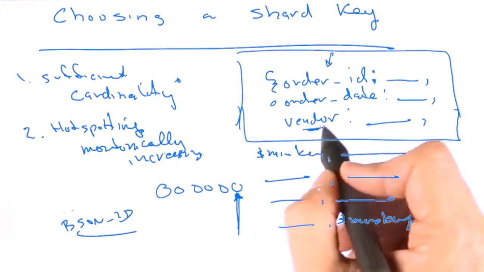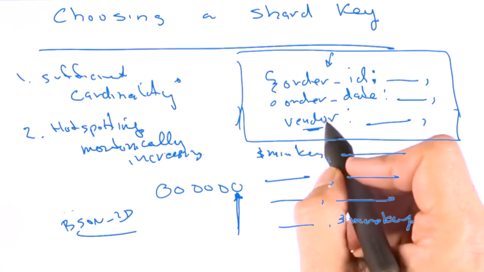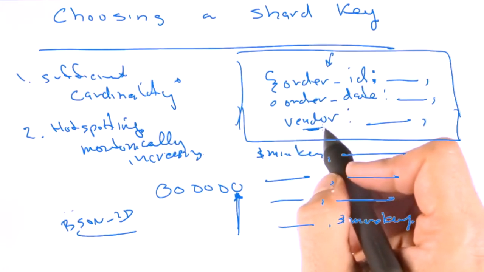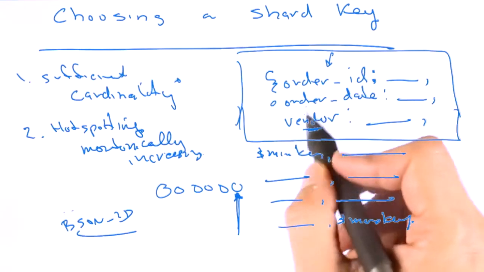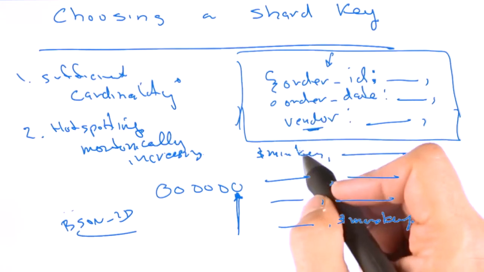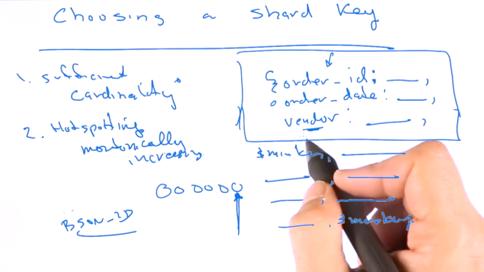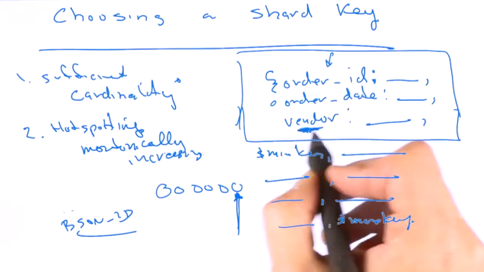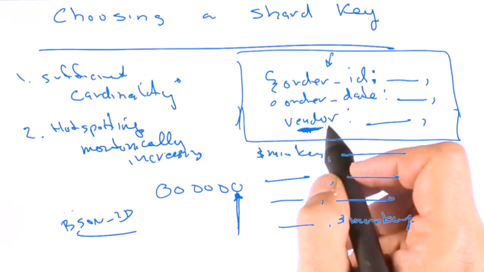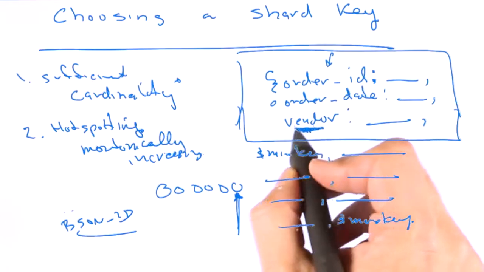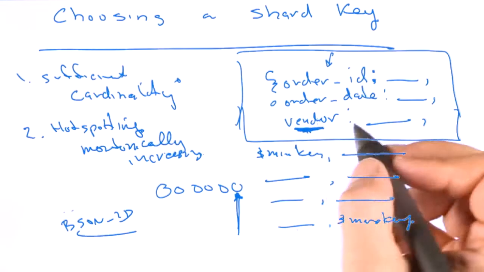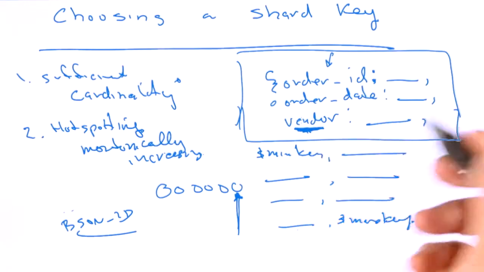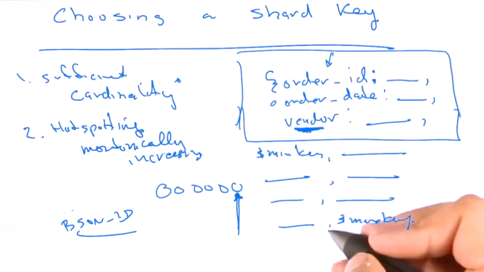Could you shard on vendor comma order date? And the answer is yes, and it might work pretty well because it's probably got a lot of cardinality. Even as you add orders for multiple different vendors, they're going to be split amongst the different shards due to the vendor being different. And they might have sufficient cardinality to be a good index. Again, it depends on your access patterns.